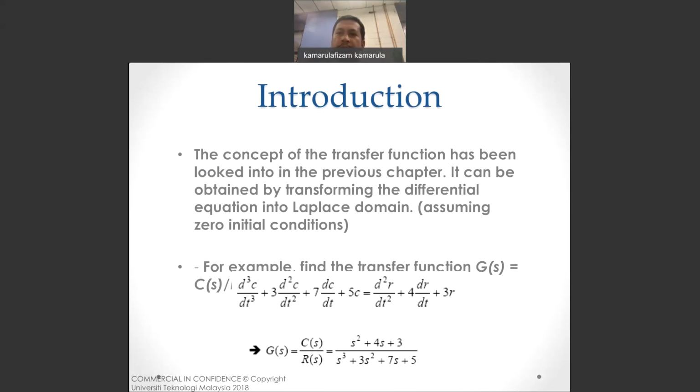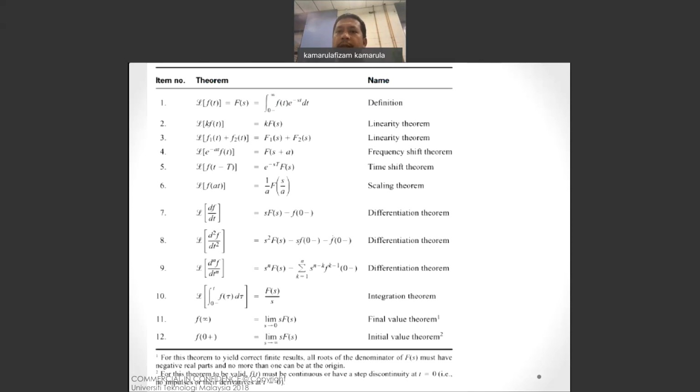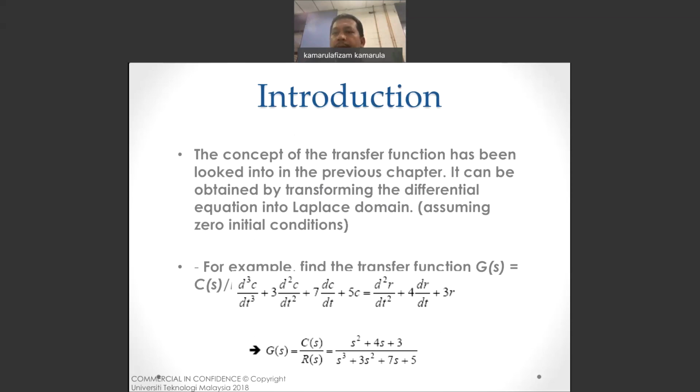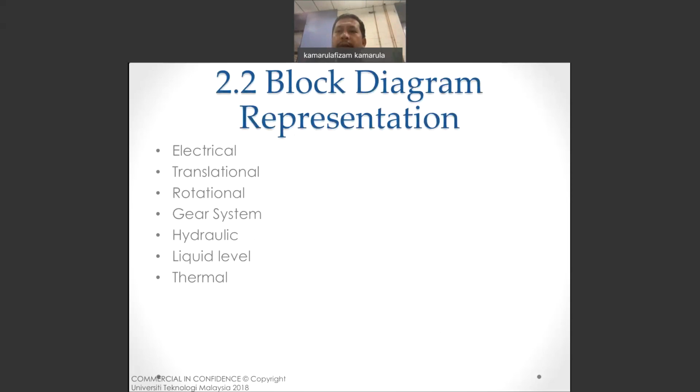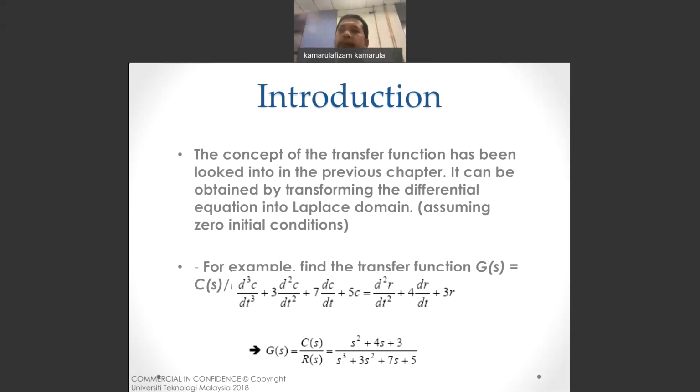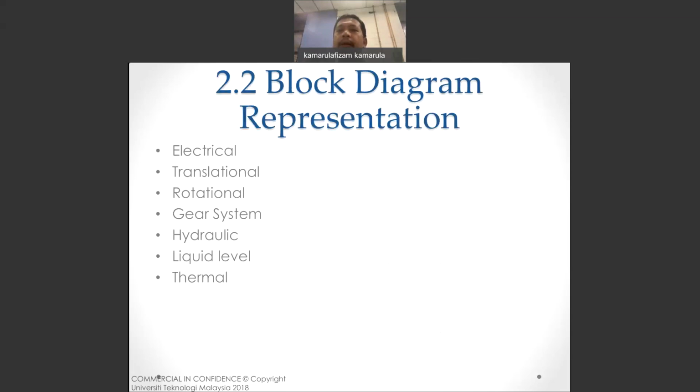All right. So the concept of transfer function was revealed in the previous chapter. It says here it can be obtained by transforming the differential equation in the time domain into the Laplace domain. So, for example, here you have the transfer function, in the time domain, because you have the t term there. So you can use the Laplace rules here, the interchange between the time domain and the Laplace domain, and you will finally get s squared plus 4s plus 3 divided by s cubed plus 3s squared plus 7s plus 5. You can try converting from the time domain differential equation to the Laplace domain yourself.